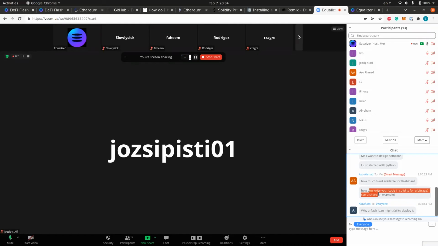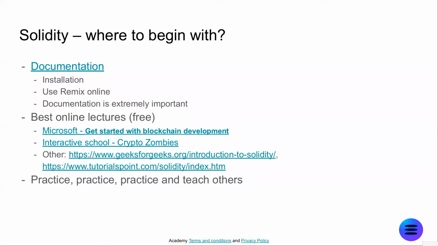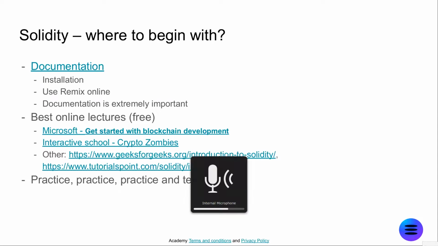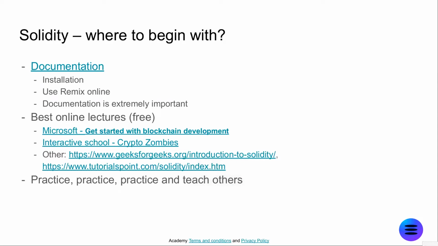How do you write code in Solidity for arbitrage? Can you share an example? Today, we will only look at an example of how to borrow. So we will do 2 things, basically. First, we will take a look at a transaction that performs a successful arbitrage. Second, we look at the very basic smart contracts that borrow and return funds from Equalizer vaults.